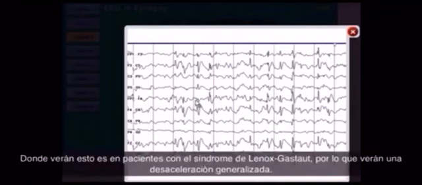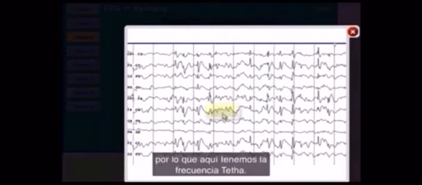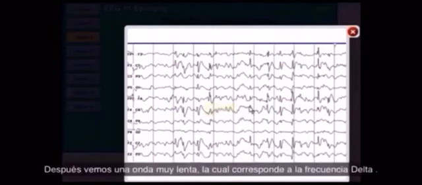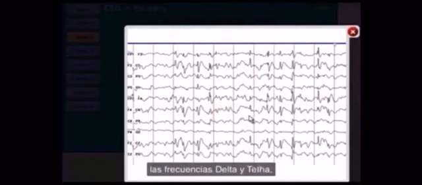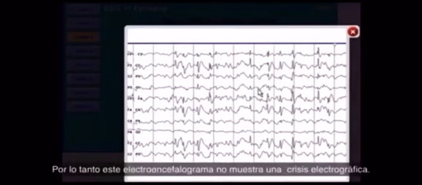A syndrome where you see this is patients with Lennox-Gastaut syndrome. So you see generalized slowing. Between two lines you see frequencies of 1, 2, 3, 4, 5, which is theta frequency. Then you see a very slow wave here, so this is delta frequency. So you see background slowing in delta and theta frequencies and sharp waves that are seen in both hemispheres. So this EEG does not show an electrographic seizure. Let's move on. What about this one?